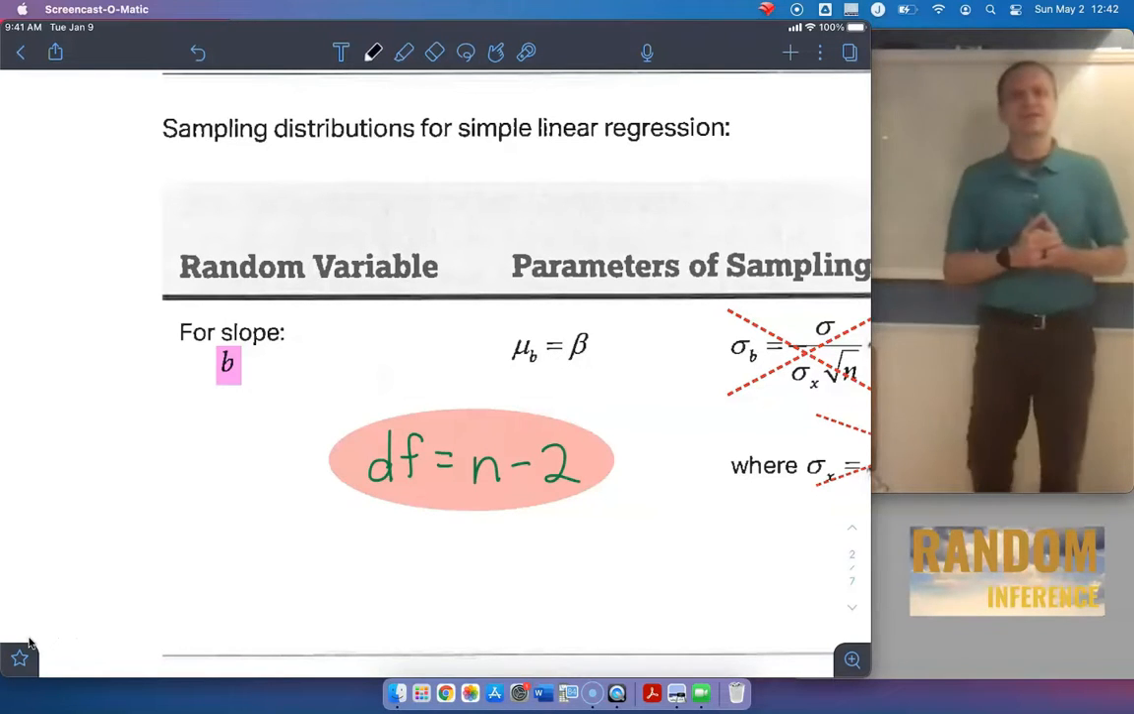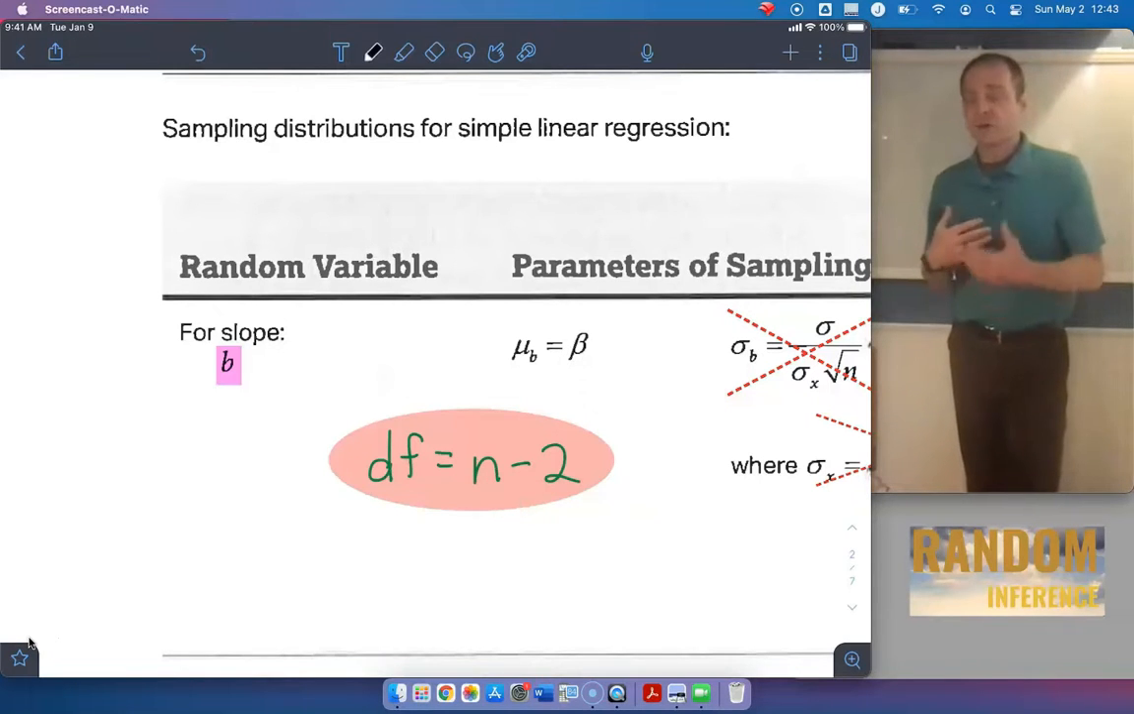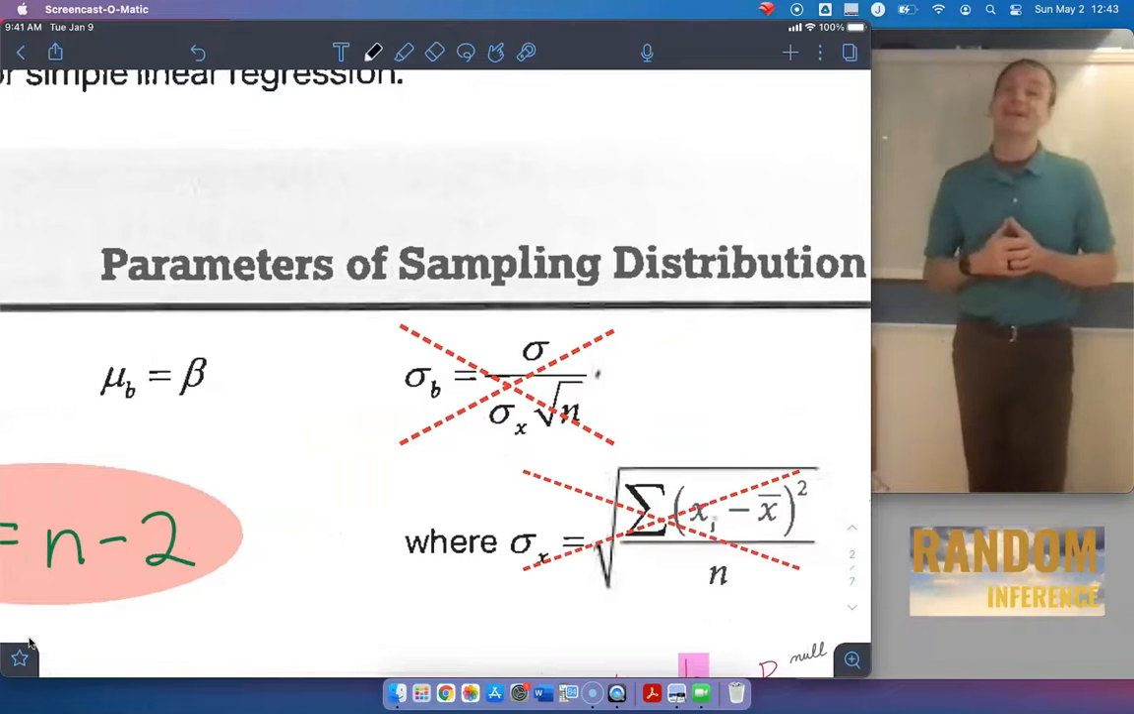But do remember, the mean in this case is dealing with inference for the slope. So our statistic is b, again highlighted in pink, consistent with coloring. Our parameter is going to be beta, the slope for the population. Ooh, look at that. We get to cross off the standard deviation formulas. That's nice.